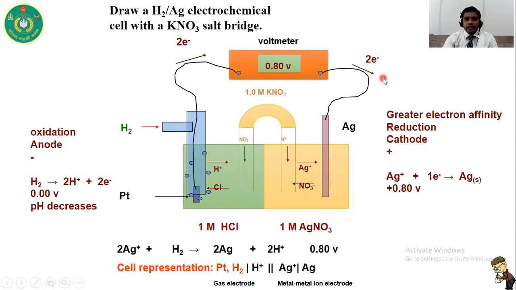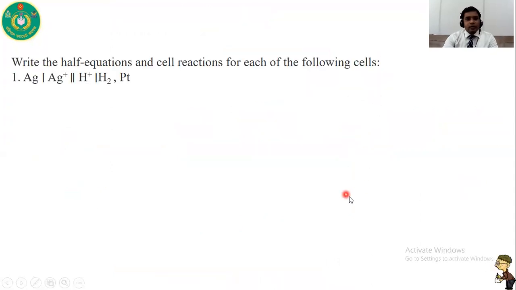And we get the electricity. Now here are some more examples for your better understanding. For example, write the half-cell equations and cell reaction for each of the following cells.